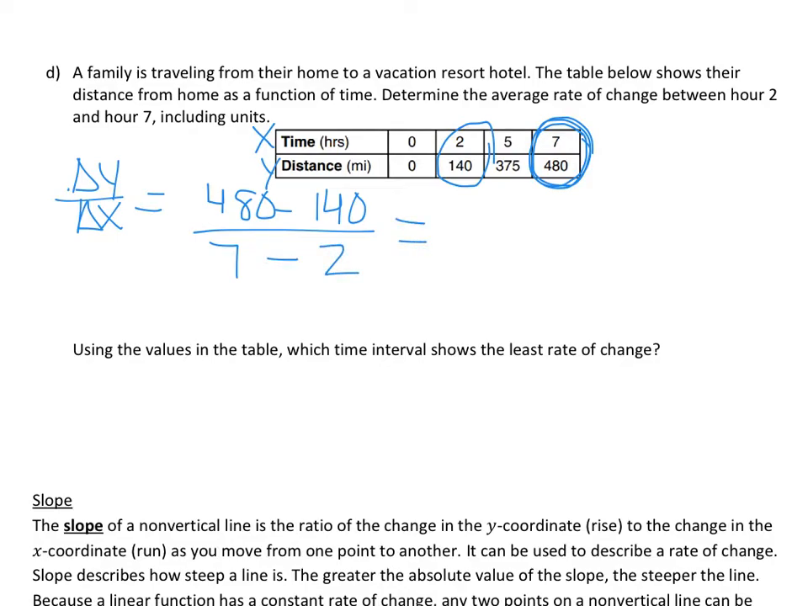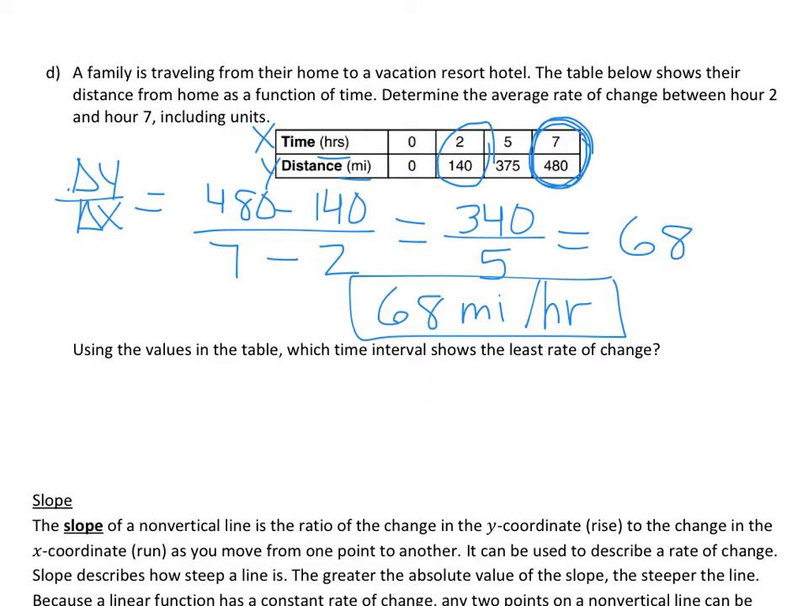Let's do the calculation. 480 minus 140 is 340. 7 minus 2 is 5. Divide it out, and we get 68. It said to include units. Again, we do our y label over our x label, so it would be miles per hour. So 68 miles per hour.